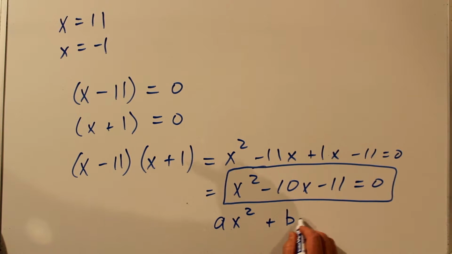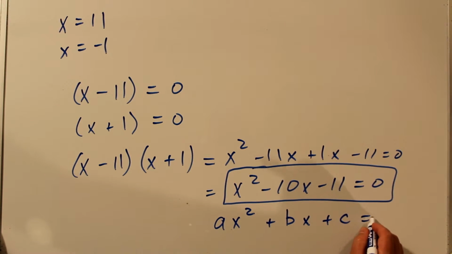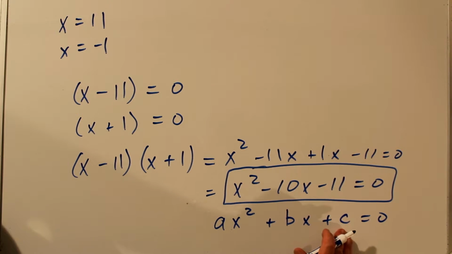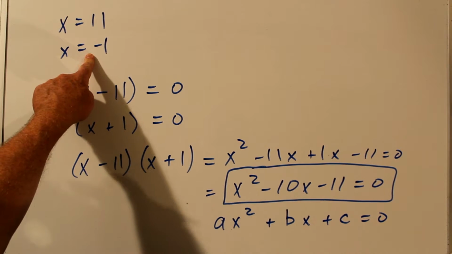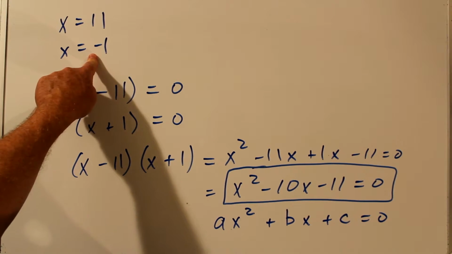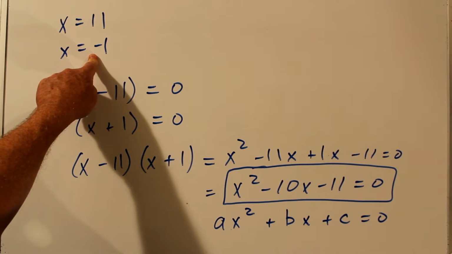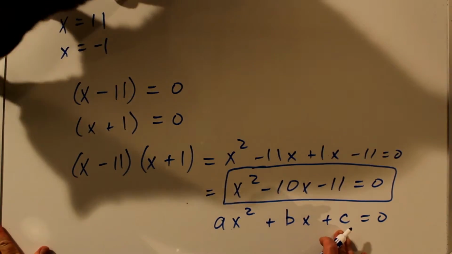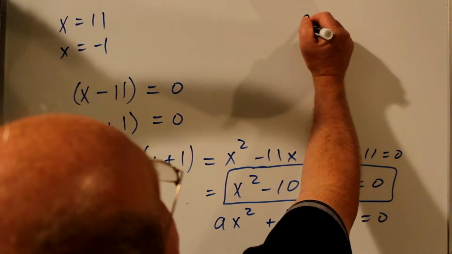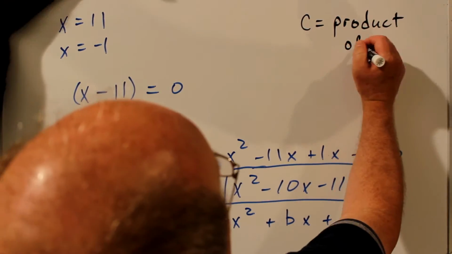ax squared plus bx plus c equals 0. How did we get negative 11 for c given these two answers? And it's fairly easy to see. If you multiply 11 times negative 1, you're going to get negative 11 for c. So to get c, we take the product of the two answers.